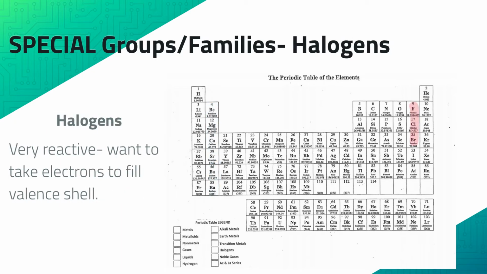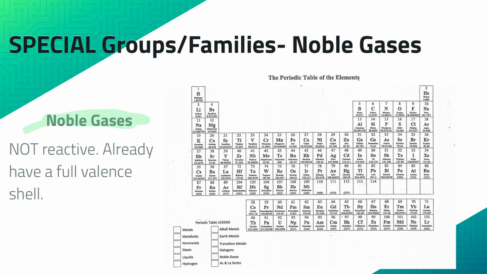The halogens are over on this side, and they're extremely reactive because they only need one valence electron to complete their octet. The noble gases, they're not reactive because they already have a full valence shell. You'll hear me talking about the noble gases as the cool kids, how everybody on the periodic table wants to be like them. And they want to be like them because they have a full valence shell.